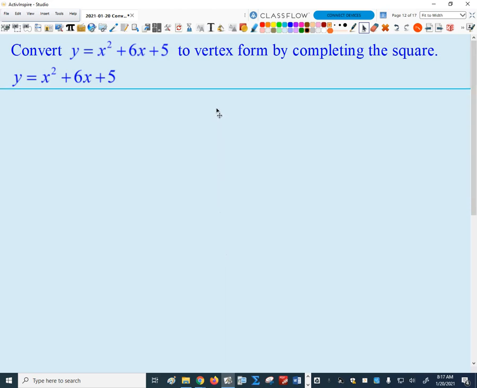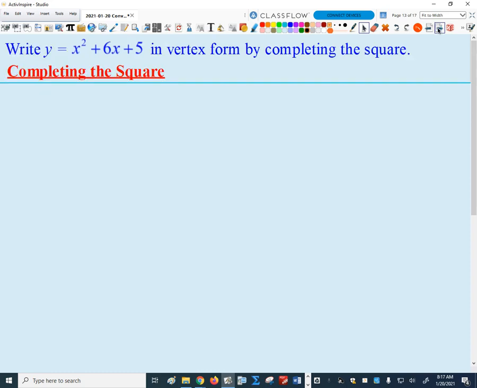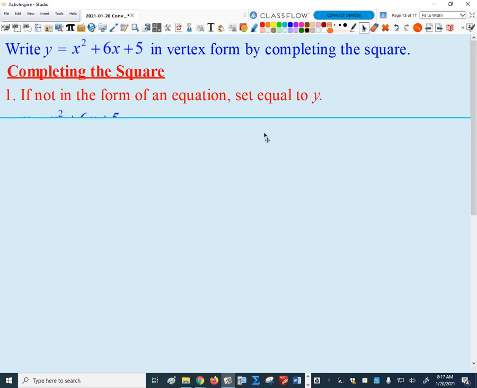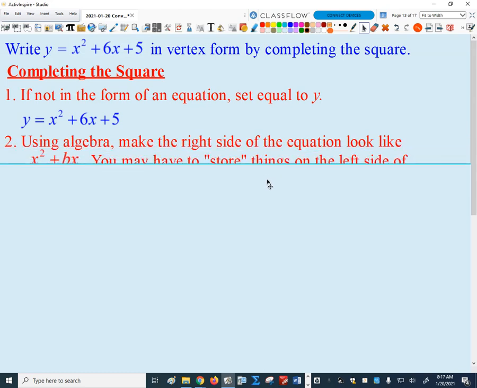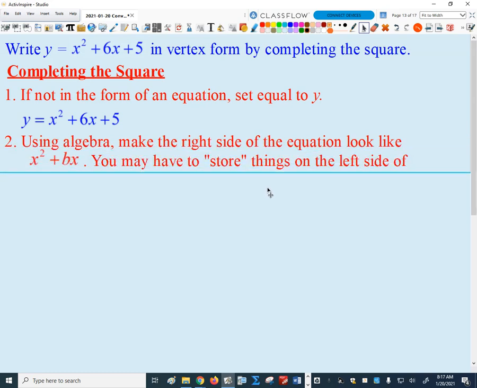Oh, you know what? I'm going to skip this. Let's do it this way. So our first step is to set it equal to y, already done. Okay. Next step, we want to make the right side of the equation look like x squared plus bx. Well, x squared plus bx is going to be just this portion right here already, isn't it? There's x squared plus bx because a is equal to 1, b is equal to 6, and c is equal to 5 in our case, right?